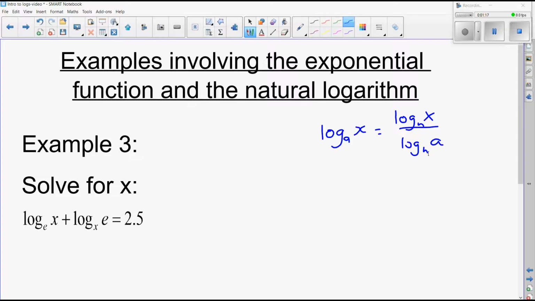Now with logs we have to be careful. There are certain restrictions. When we're changing base or solving log problems, we must always make sure that the base is positive and the base is not equal to 1. So here a has to be greater than 0 and n also has to be greater than 0. a cannot equal 1, nor can n equal 1. And remember, we cannot find the log of a negative value, so x has to be greater than 0.